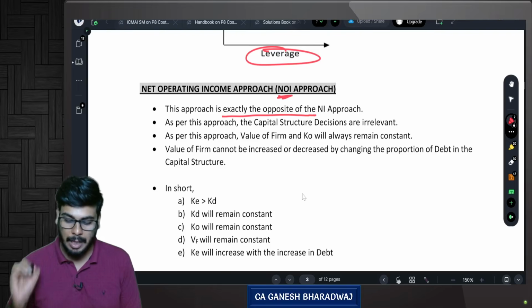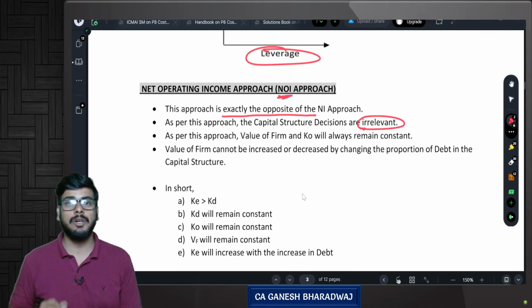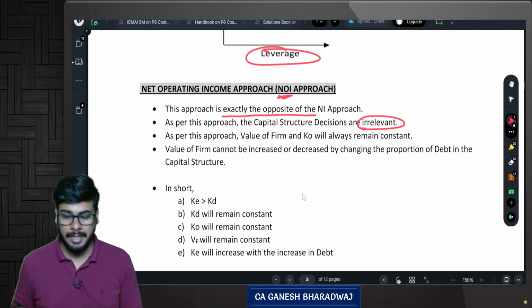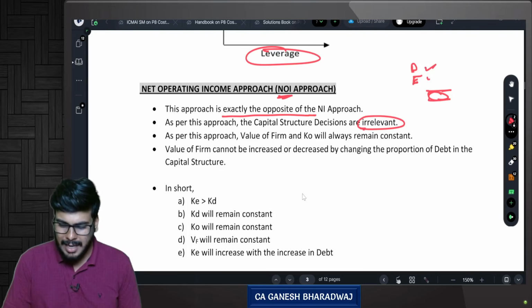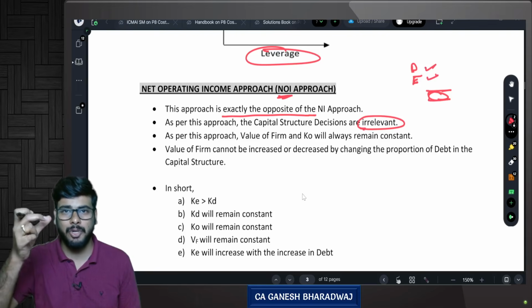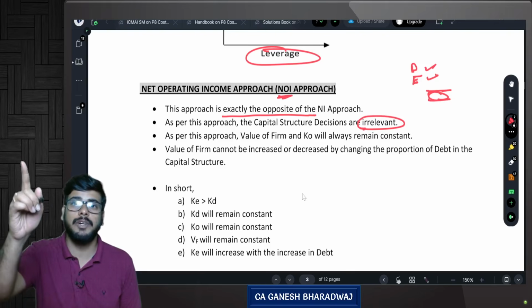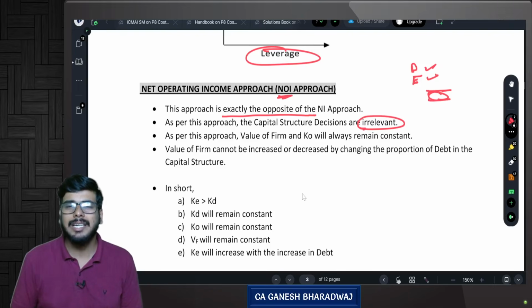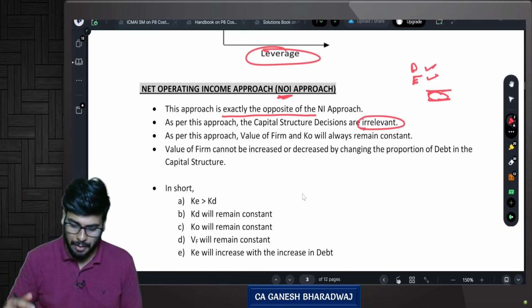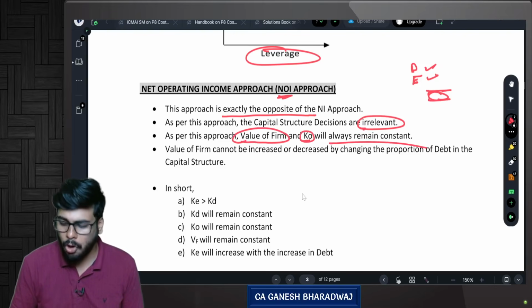Now, what the net operating income approach is saying is exactly the opposite of the NI approach. As per this approach, the capital structure decisions are irrelevant. How are they irrelevant? They are saying your debt and equity, the proportion of debt and equity in the capital structure, will never impact the value of the firm. But there we saw, if you infuse more debt, your KO will reduce and the value of firm will increase. Here they are saying no, it will not impact the value of firm. As per this approach, the value of the firm and KO will always remain constant.